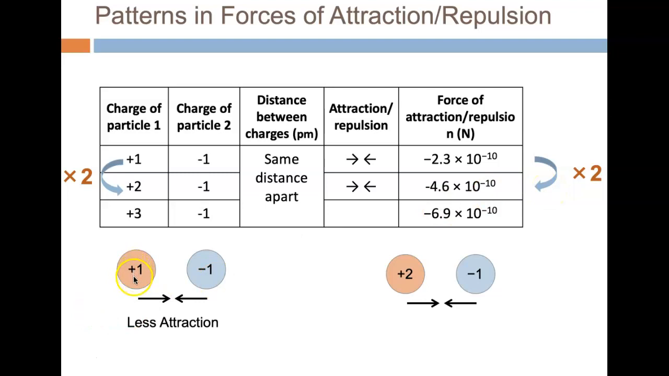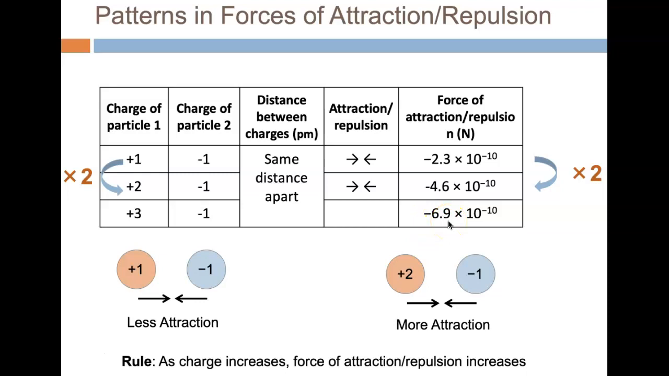So if I'm comparing a +1 and a -1 versus a +2 and a -1, there's going to be more attraction between charges when the charge has a bigger magnitude. And that's the same here, right? If I increase to +3, I have an even bigger number here, 4.6 to 6.9. So our rule is, and I would take some notes on this, as charges increase in value or increase in magnitude, the force of attraction or the force of repulsion is also going to get bigger. It's going to increase.